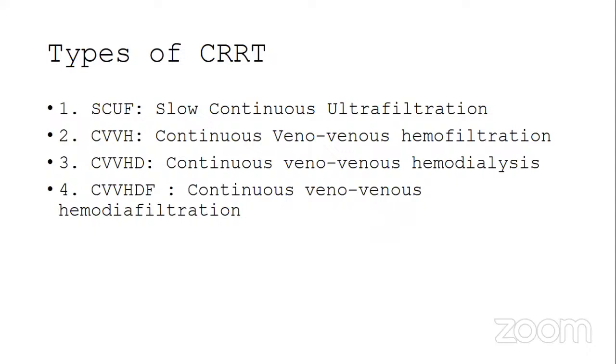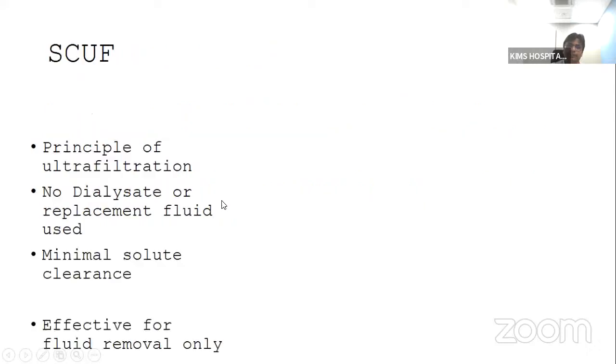Coming to the types and modes of CRRT. Once we open the CRRT machine, we'll be seeing these modes, that is SCUF, CVVH, CVVHD, and CVVHDF. What do these indicate? SCUF is slow continuous ultrafiltration. CVVH is continuous veno-venous hemofiltration. CVVHD is continuous veno-venous hemodialysis, and CVVHDF is continuous veno-venous hemodiafiltration.